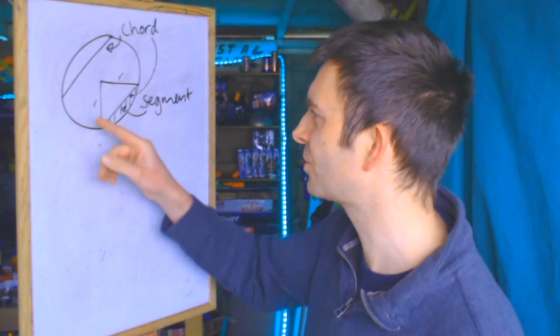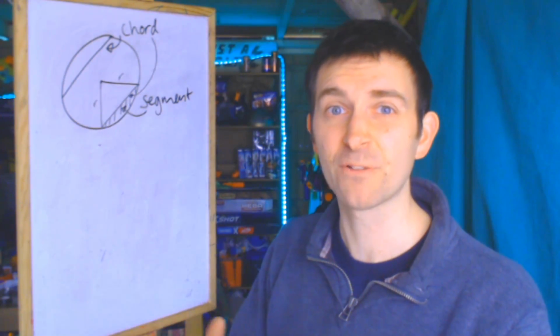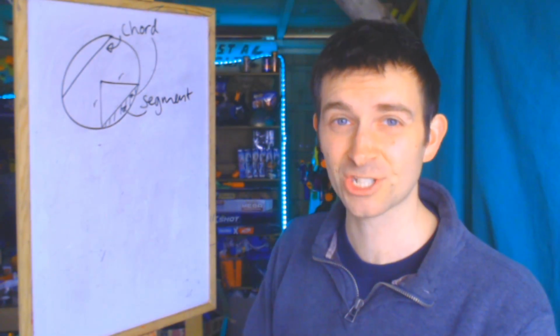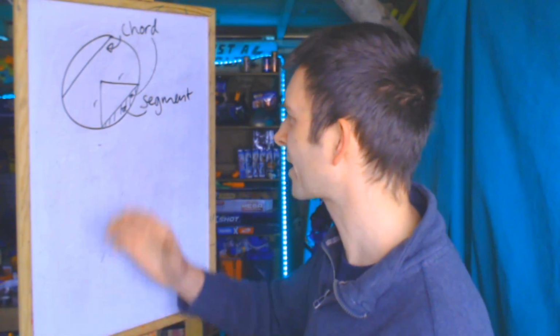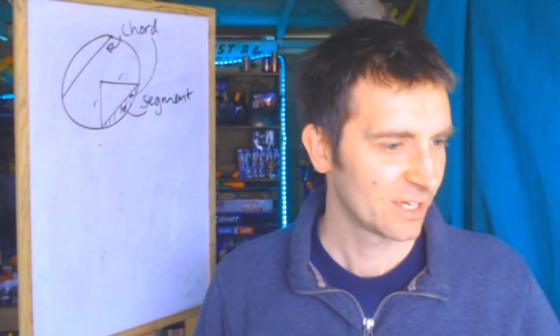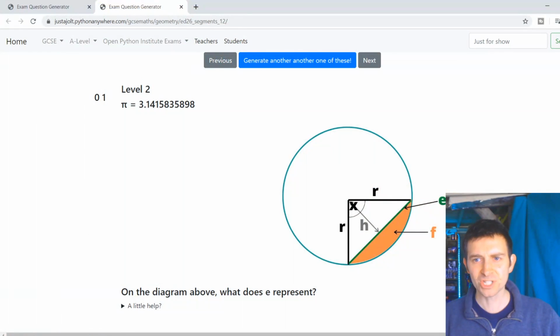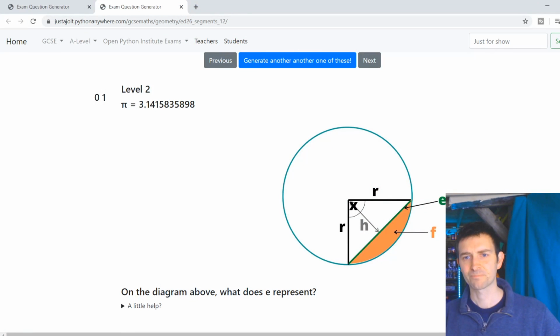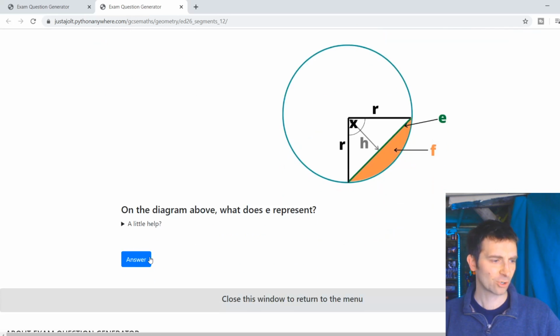If you do the same thing with a diameter, you just end up with half a circle. So that's not a segment, sorry, that's just a half. Anyway, on the diagram above, what does E represent in this case? So let's see what we've got here. There's your radius, there's another radius, there's an angle of the two radii, and E is green, and there's E right there. So that's your chord. That's a chord right there.